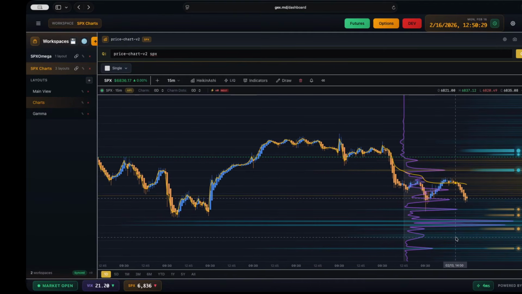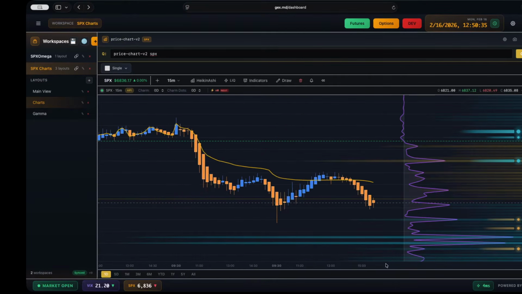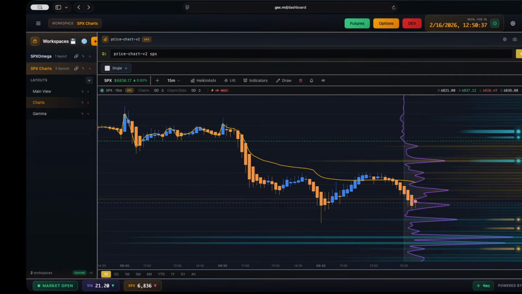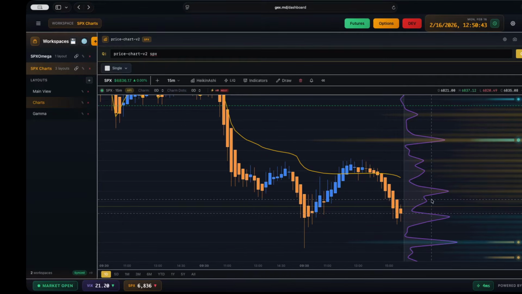SPX, supposedly, they show me we're going higher. But you don't know when, you don't know to where. And then you get all these downside, put sides, and then you get all this noise, and you don't get a real level, anything here.